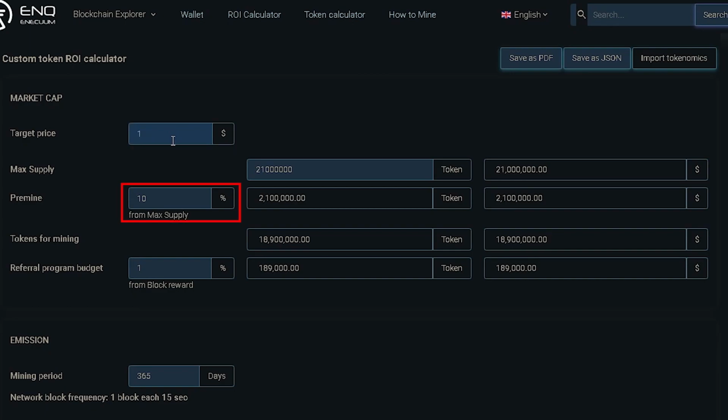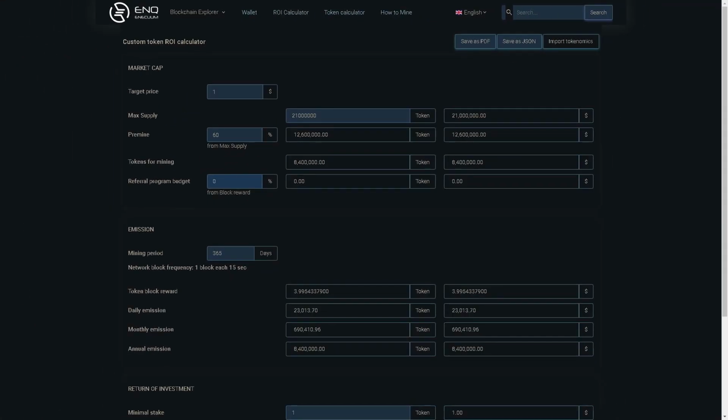The next important parameter is the pre-mine. It defines how many tokens will be available at the moment of TGE. For the sake of example, let us give 60%. The lower the pre-mine, the more tokens will be emitted during mining and the higher the ROI will be, but about that a little bit further. The next point is a referral program. If you are planning to attract new participants through a referral program, then you need to determine what percentage of the total issue will go to these activities. In our example we will specify a 0% referral bonus.